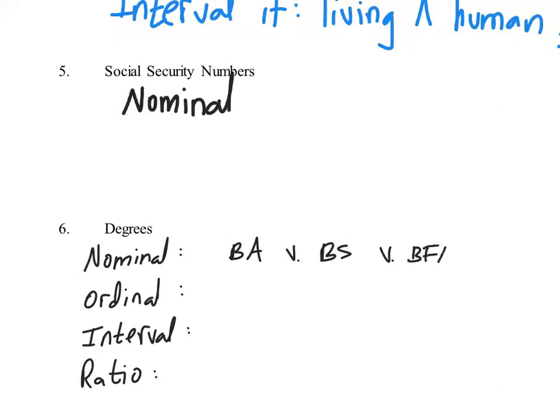Bachelor of Fine Arts, I'll throw in there. Yeah, like a bunch of different things. All right. So they're all on the same level. I mean, there's debate that goes into all that stuff too, but conceptually they're all on the same level. All right. Ordinal. Karate belts.